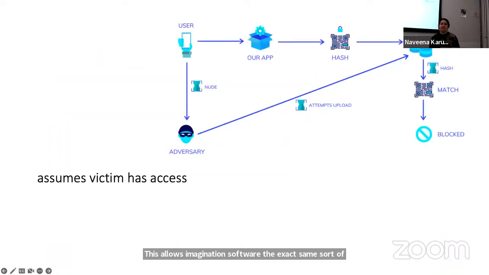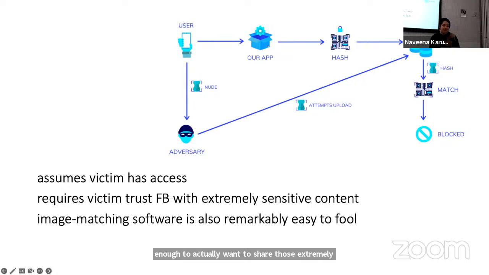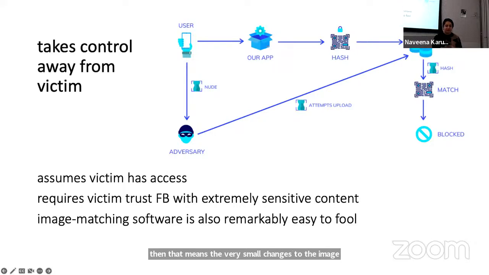The first is that it assumes that the victim has access to the images that were shared of them. It requires the victim to trust Facebook and Facebook's employees enough to actually want to share that extremely sensitive content with even more people. The image matching software is remarkably easy to fool, mostly because Facebook does not want to keep the images, it just wants to keep the hash, which makes sense. But that means that very small changes to the image, like changing the background, can completely change the hash as well.